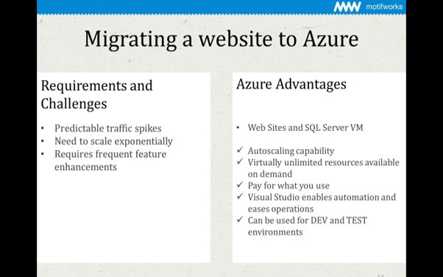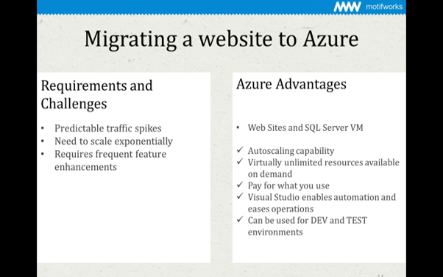So they are expecting a traffic spike during weekends because of the nature of that website and what they are selling. It needs to scale exponentially. Let's say they are launching this campaign in one city based on their feedback on another city. Then they will launch it to multiple cities, and that's the reason it needs to scale exponentially. It requires frequent feature updates.